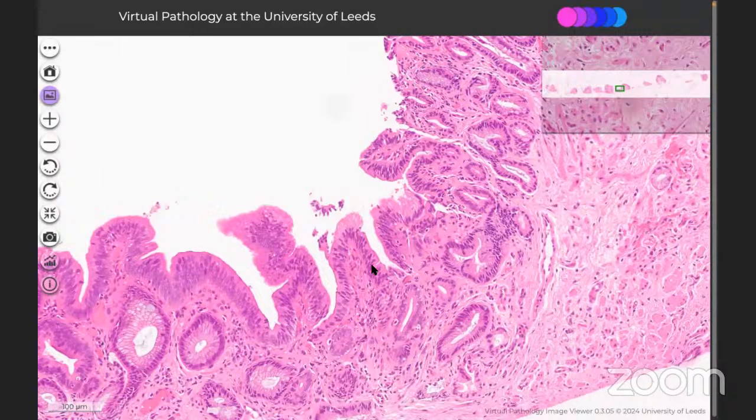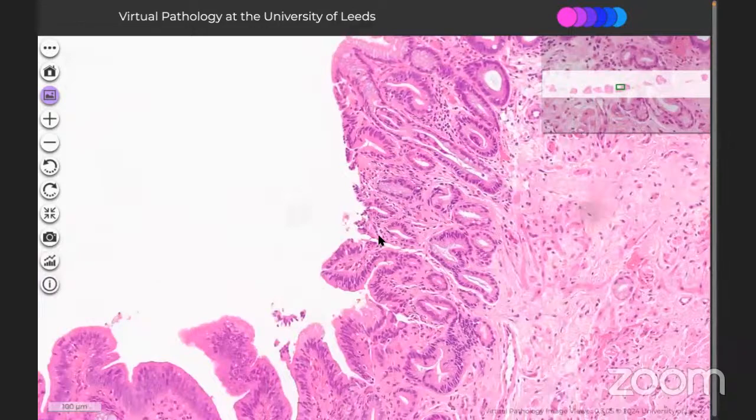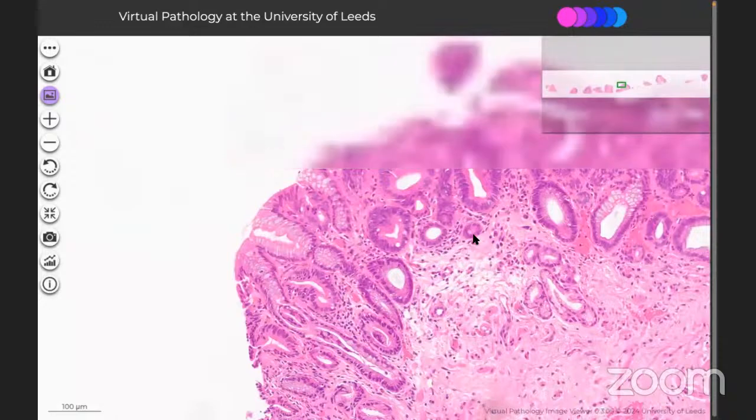You can do another marker like P53. So the P53 will show increased staining or mutated staining pattern, and the Ki67 index will be increased. So these are the supportive markers for Barrett esophagus with dysplasia.